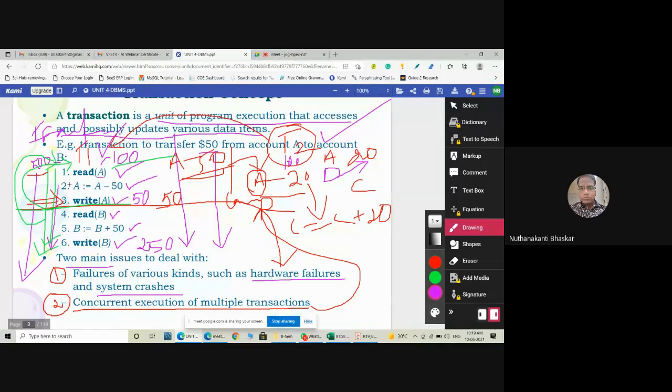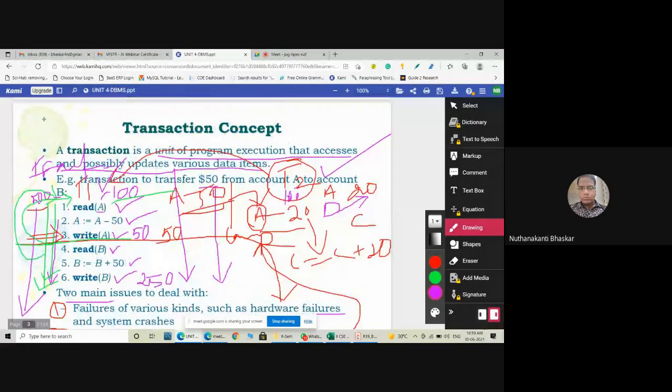Before the transaction, what is the A value? A account contains how many dollars? $100. And the B account contains how many dollars? 200. Total how many dollars? The total value is $300, correct? Yes.